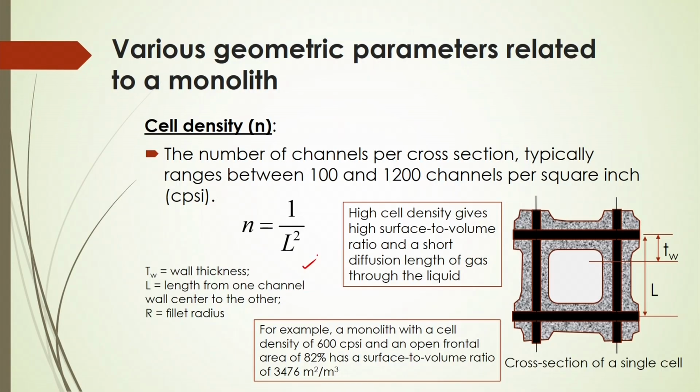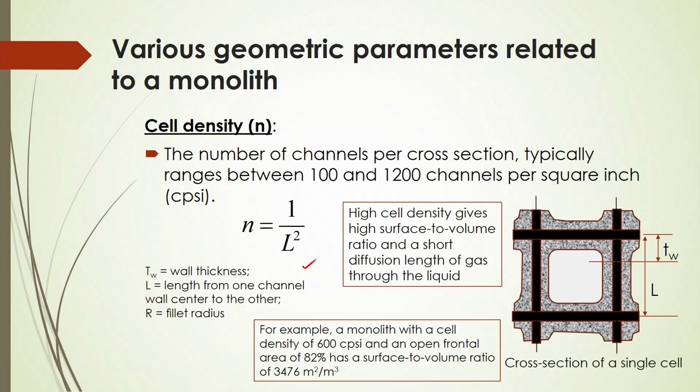So, how to calculate that CPSI? It is denoted by N, and it will be 1 by L square, as given in the equation here in the slides, where N is called the number of cells and L is the length from one channel wall center to the other, as per the figure shown in the slides here. So, high cell density gives a high surface to volume ratio and a short diffusion length of gas through the liquid, which is suggested for better performance of the monolithic reactor.